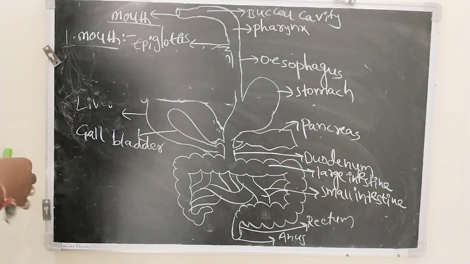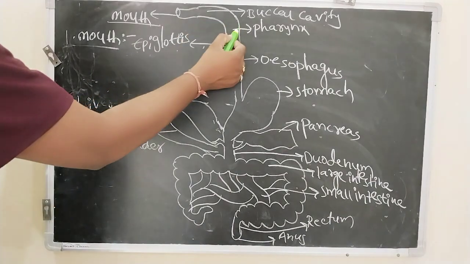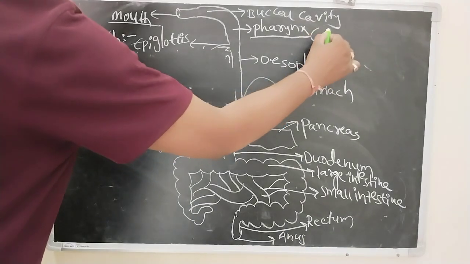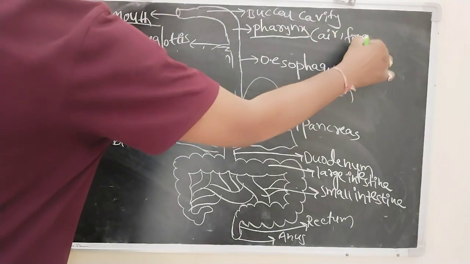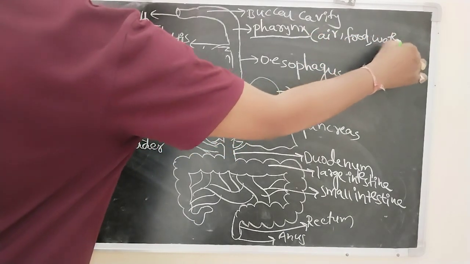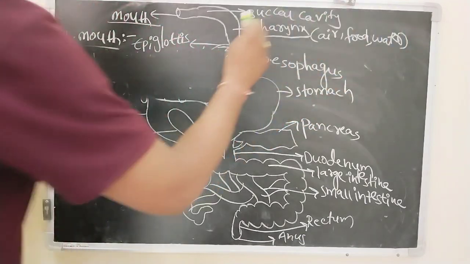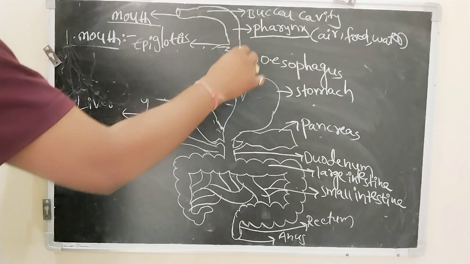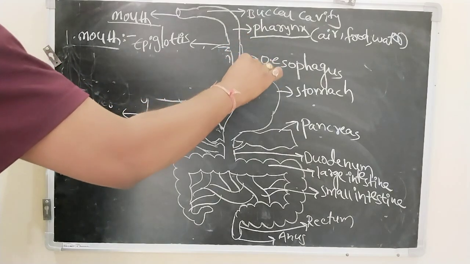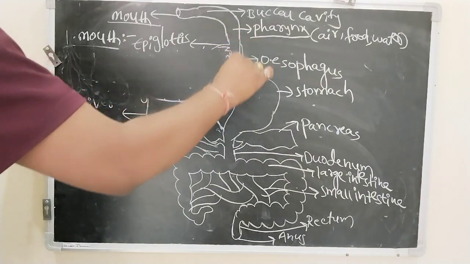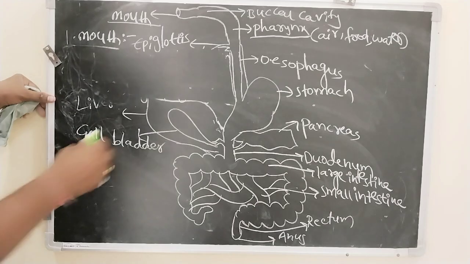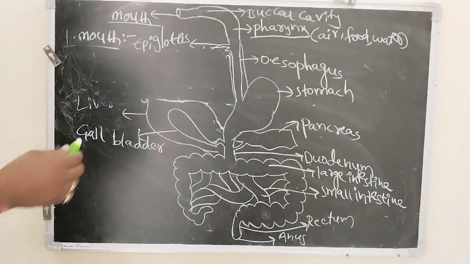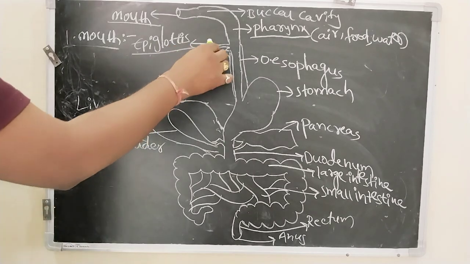Next, now the food enters into the pharynx. The pharynx is a muscular chamber which is common for the passage of air, food, and water. And from here there are 2 routes. One route is towards the lungs, another route is towards the stomach. So who regulates this route mechanism? The epiglottis, a flap-like structure.